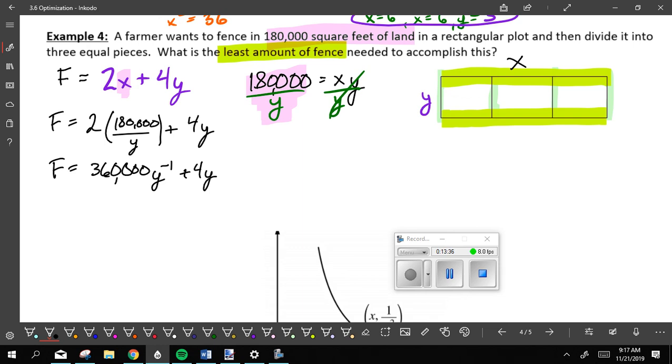Now that I have a fencing equation, I want to maximize, or in this case, minimize that, because I'm finding the least amount of fencing needed. So if I'm going to minimize that, what do I need to do with F? Take your derivative. I took the derivative here, negative 360,000 Y to the negative 2, because I multiplied by negative 1 in front since my exponent was negative 1 and subtracted 1 to get negative 2. 4Y became just 4. Once we found the derivative, what am I doing with that? Set it equal to 0.